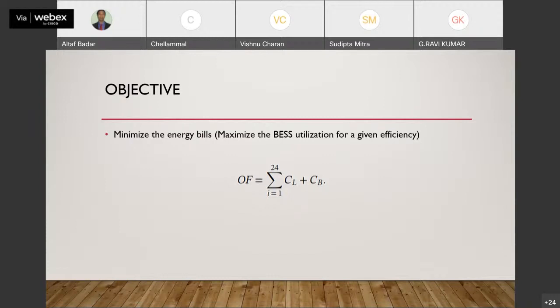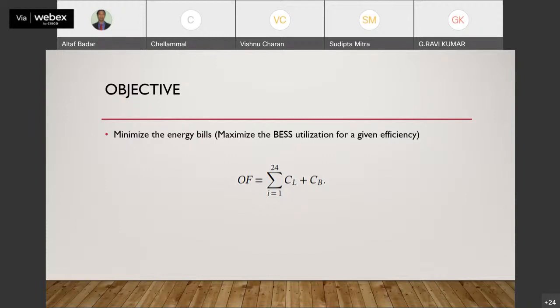So how do we find the cost? Here it is very simple: load into the tariff at that time. CL is equal to tariff into the load. So if the load is known and the tariff is also considered to be known, then CL can easily be found out. So CL is not an issue for me. I know the load and I know the tariff. I can multiply them and find the CL. This is under normal conditions. But how about CB? How do I find out CB?